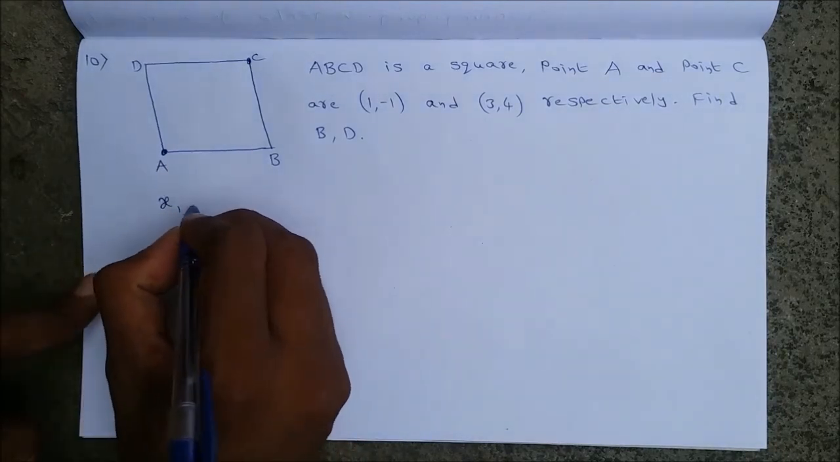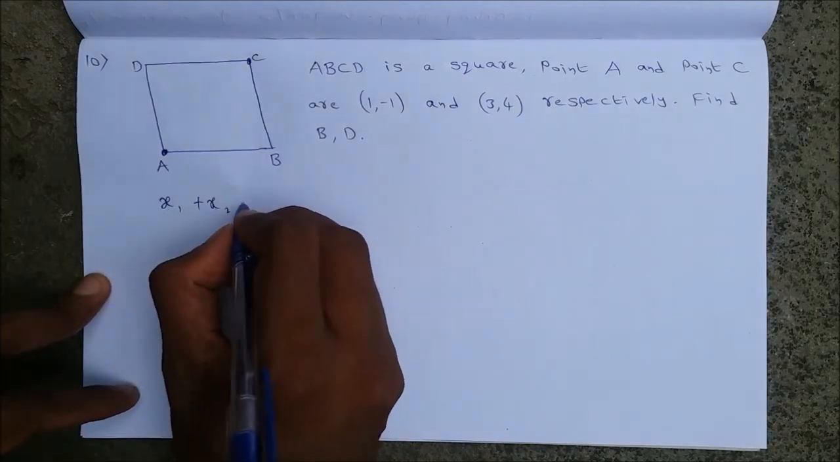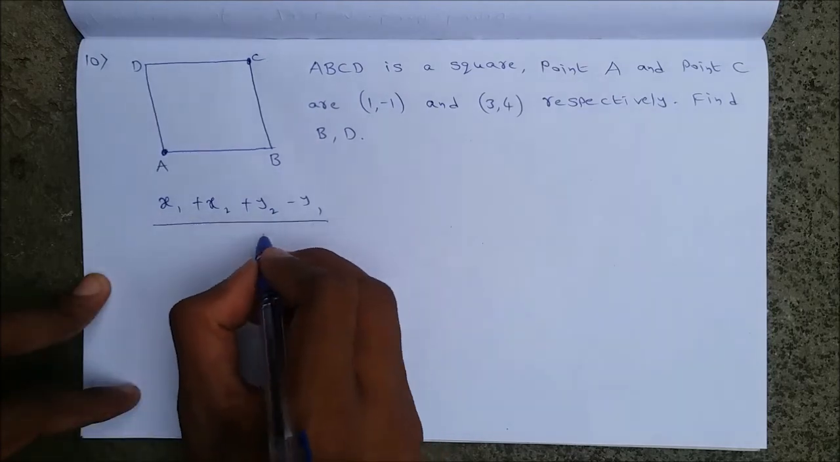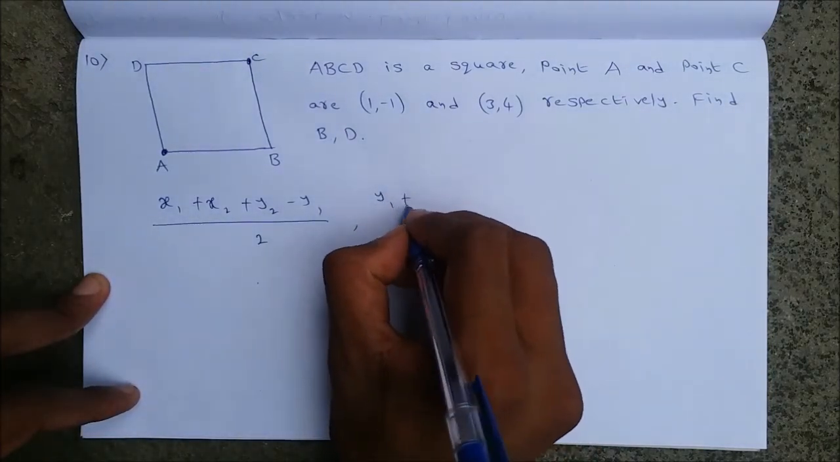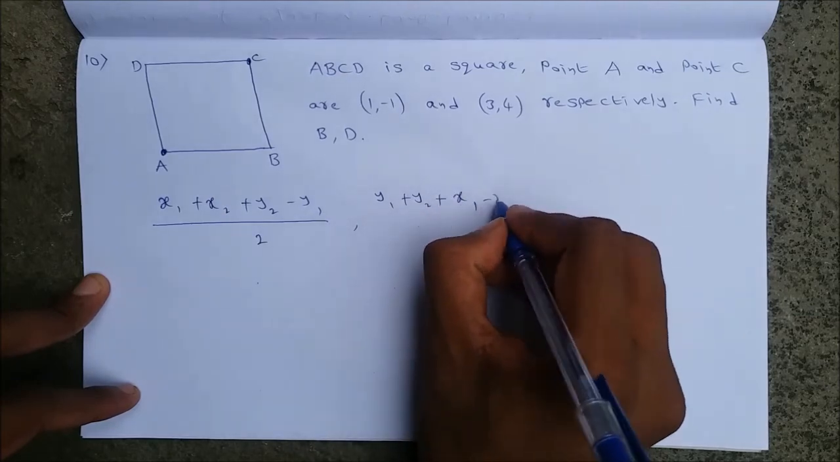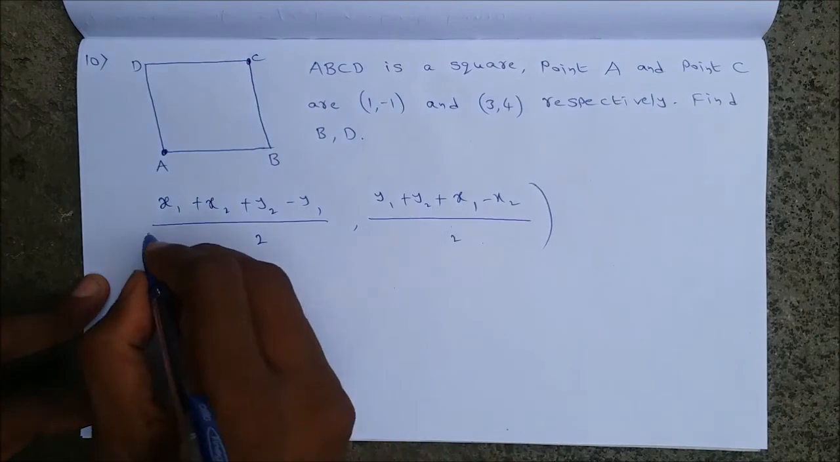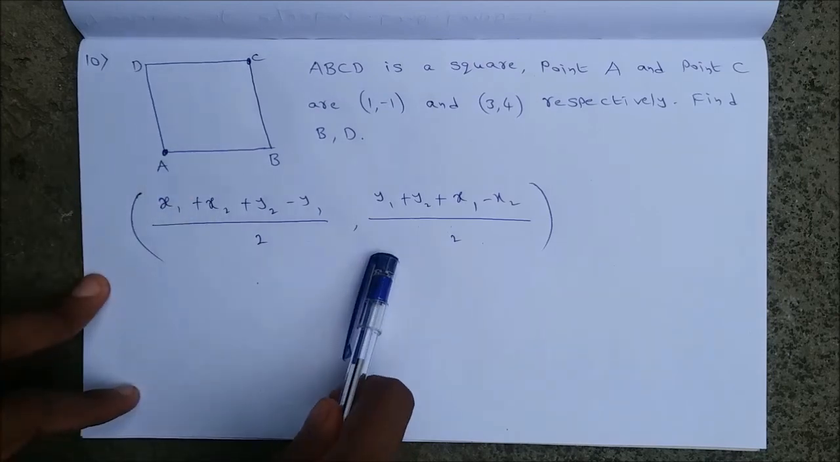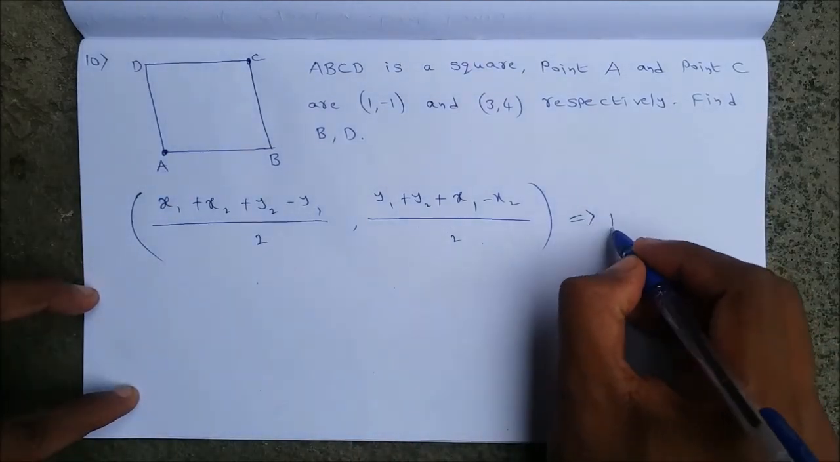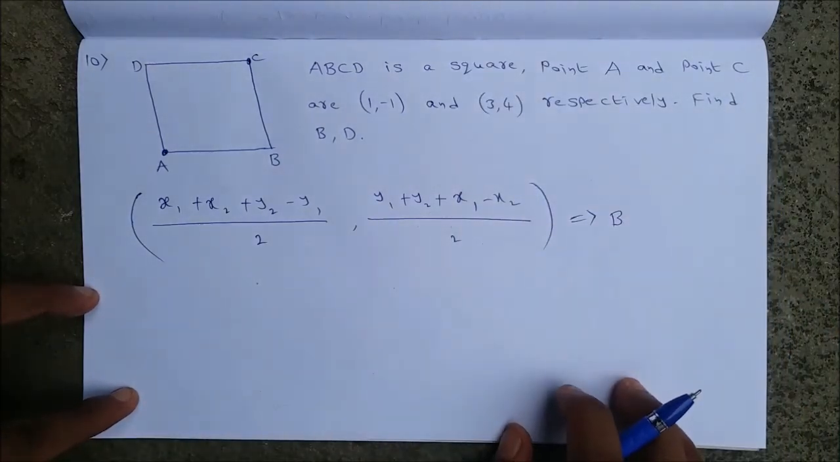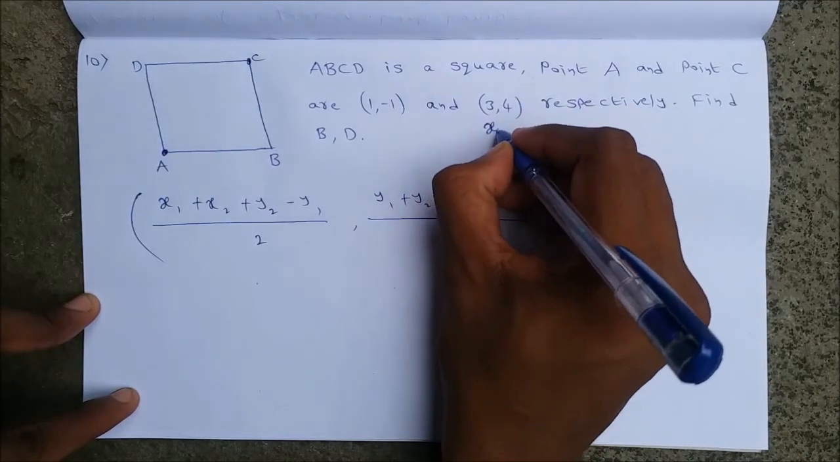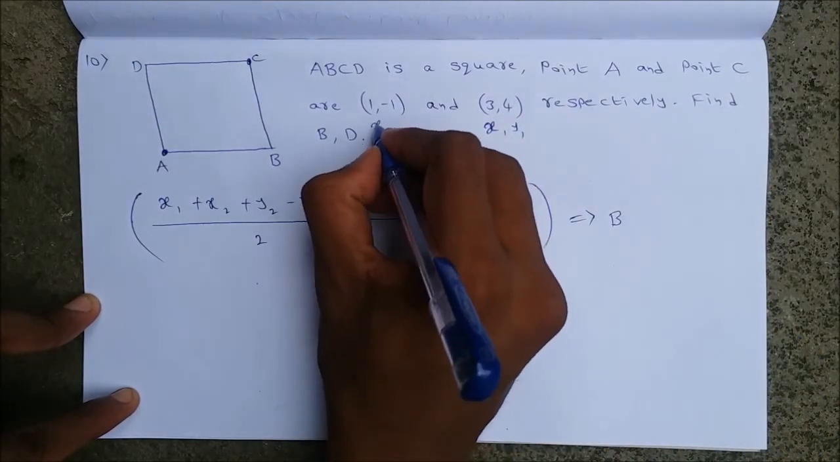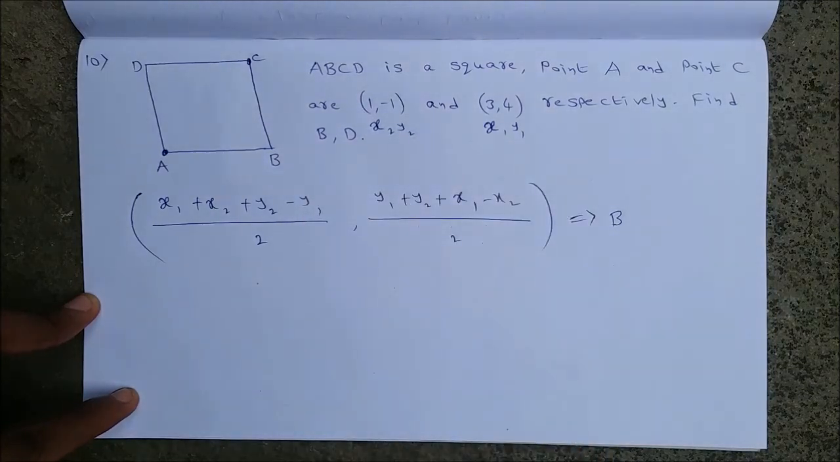x1 plus x2 plus y2 minus y1 divided by 2, comma, y1 plus y2 plus x1 minus x2 divided by 2. This is for finding one of the points. One point is B, one point is D, right? So this is for finding one of the points, B. So this is to find the point B. Now let us substitute the numbers in this. This (3, 4) I am taking as x1, y1 and this (1, -1) I am taking as x2, y2.